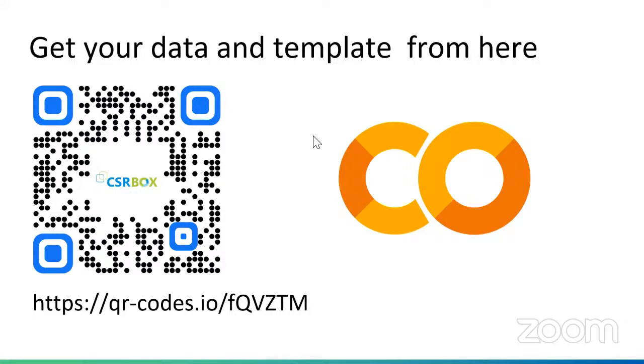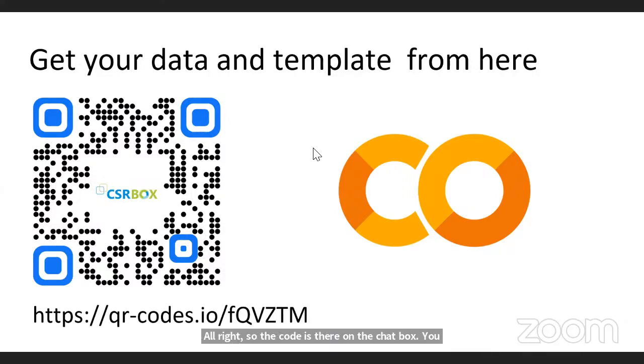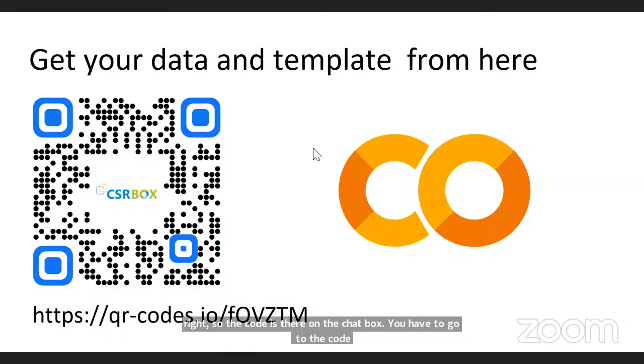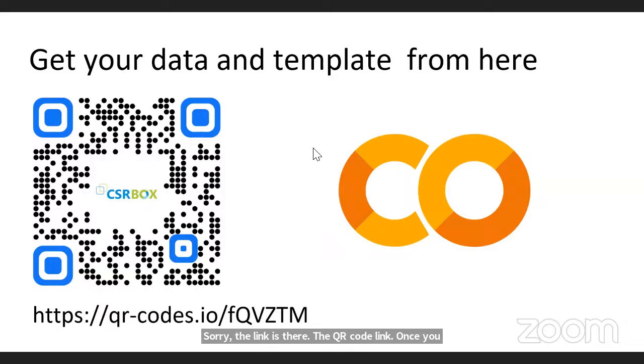All right, so the code is there on the chat box. You have to go to the code. Once you open the link, you will be in this data sets folder. From here, you can go to linear regression. In linear regression, the data set is successful startups.csv. You have to download this successful startups.csv file. You go here and download it from here.